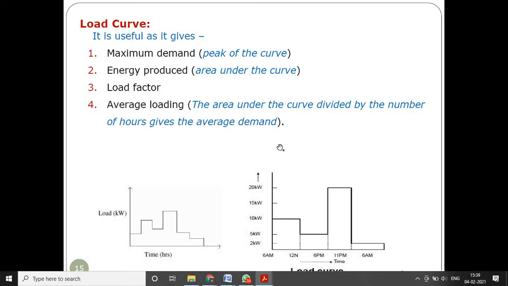Load factor is maximum demand upon average load. That formula we are going to see ahead. MD upon average, we call it maximum demand upon average. So what is average loading? Area under the curve divided by the number of hours gives the average demand.